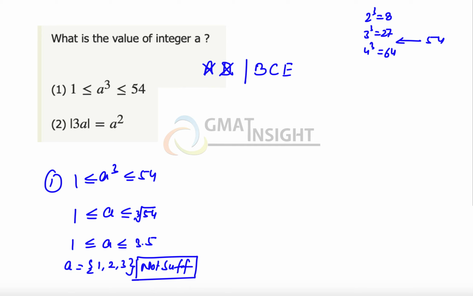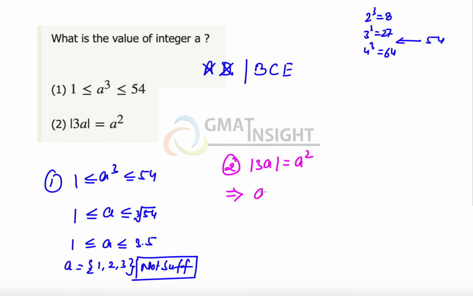The second statement tells us that mod of 3a is equal to a square. Let's understand one thing: mod of 3a has to be positive and a square is also positive. But what difference is it making? It is simply multiplying by 3 here. There are two possibilities that we can take here together.